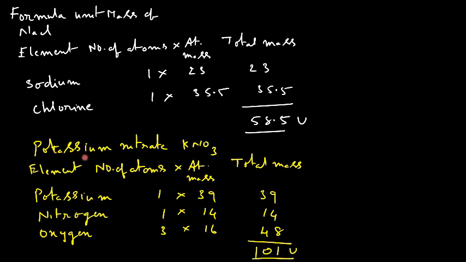Let us take one more substance, potassium nitrate, KNO3. KNO3, potassium nitrate, has one potassium atom, one nitrogen atom, 3 oxygen atoms. 1 into 39, 1 into 14, 3 into 16, totally it is 101 units. Therefore, formula unit mass of potassium nitrate is 101 units.